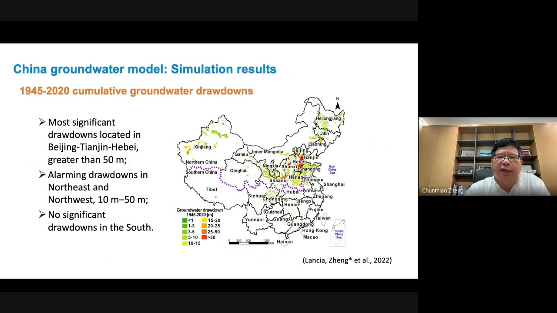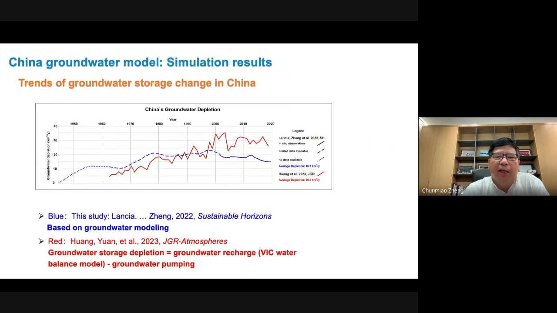Okay, and for this kind of information we have an observation network to verify and check. We have lots of wells with water level measurements to compare with the simulation results. And then we can also look at the groundwater storage long-term trend and the water depletion. This is how much groundwater storage is being depleted. You can see the blue line from our study, all the way from 1945 to 2020. You can see it's quite interesting.